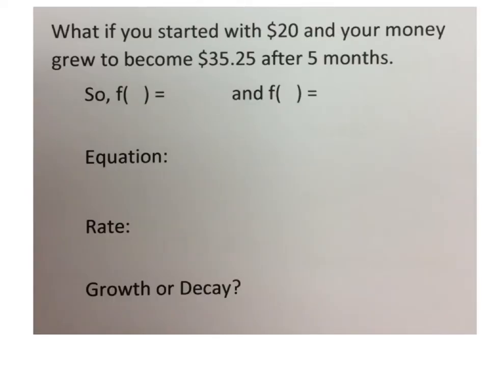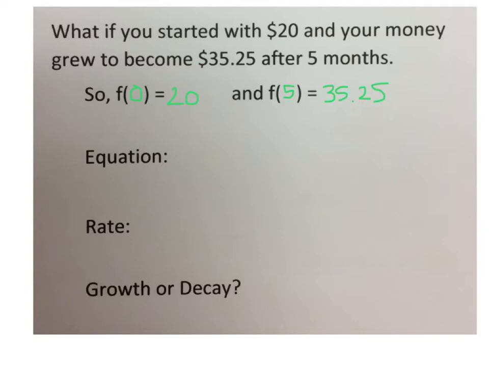Okay, so for this example, it says, what if you started with $20 and your money grew to become $35.25 after 5 months? And we'll also say that the money is growing exponentially. All right, so we're going to use our function notation here. We want to say a couple different data points based on the information given here. Well, we know if we started with $20, that would mean f of 0, so 0 months from now, we have $20, so that's the initial amount. Then later, after 5 months, our x value is 5, we have $35.25.